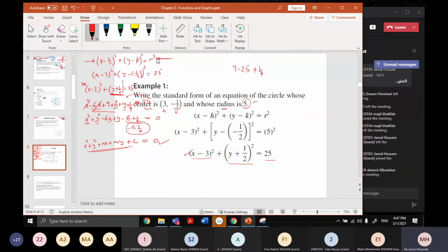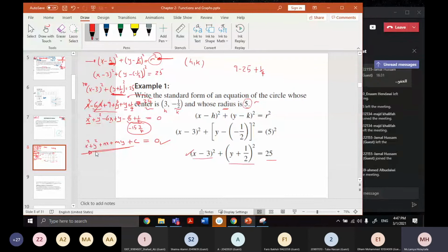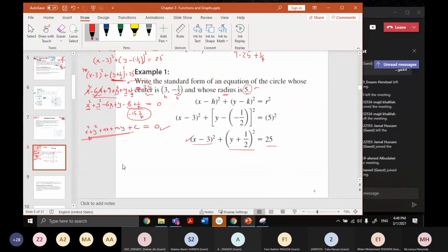But in this form, immediately you can find the center from the equation. If it was written in this form, immediately I can find the center value, which is h and k, and also I can find the value of the radius. While here I have to do some work to find the center and to find the radius. I cannot find it immediately. Is it clear? Okay.